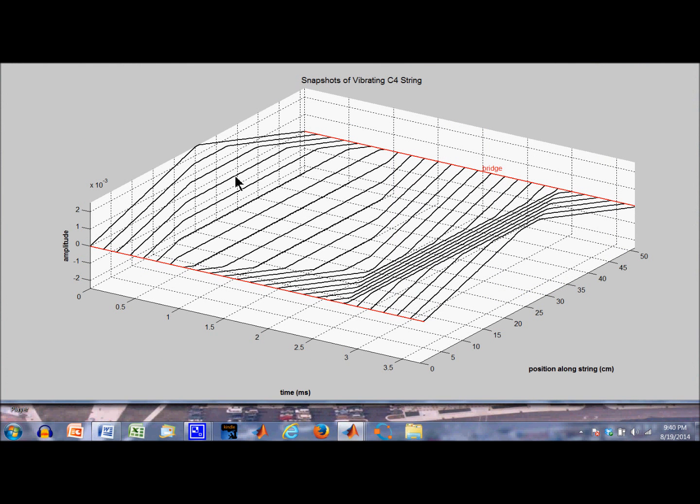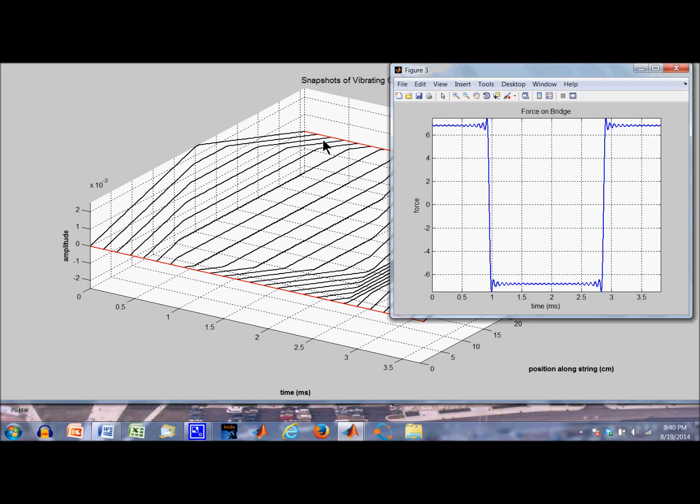Here's the overall picture of the one cycle. See, it spends a lot more time pulling down on the bridge. In fact, it's an even amount of time as it is pulling up on the bridge. And you can see it consistent with the force plot.